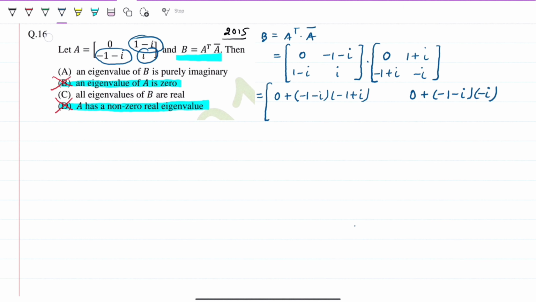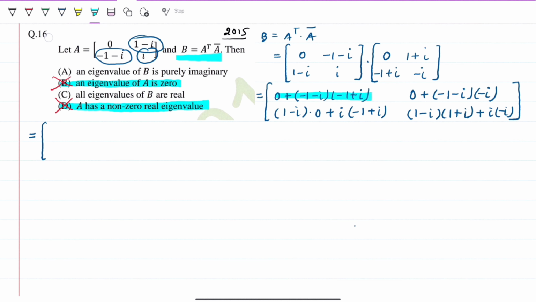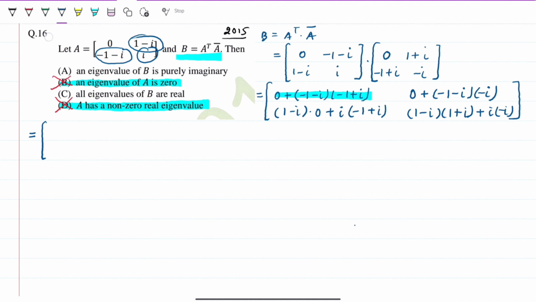Second row first entry is going to be 1 minus i times 0 plus i times (minus 1 plus i), and the second row second column entry is going to be (1 minus i)(1 plus i) plus i into minus i. So simplifying the first entry, you can see that it is of the form (a plus b)(a minus b), so it is going to be a square minus b square. So that is going to be negative 1 square minus i square.